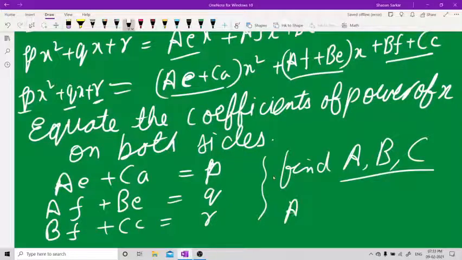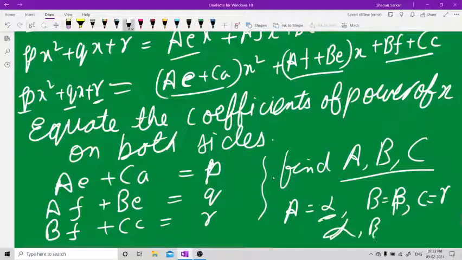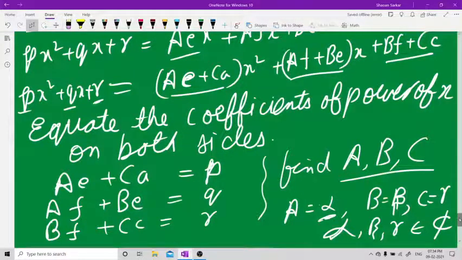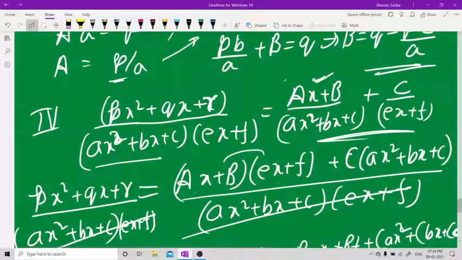And then suppose capital A comes out to be, don't write x, write some other variable, let's call it alpha, B comes out to be beta, and C comes out to be gamma. Suppose these are values where alpha, beta, gamma belong to some real numbers. It could be imaginary also, so let's write complex numbers, it would be a better option, because real numbers are also inside complex numbers. Then put the value of alpha, beta, gamma here.